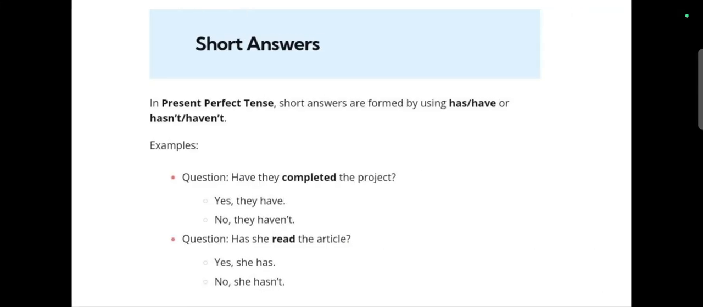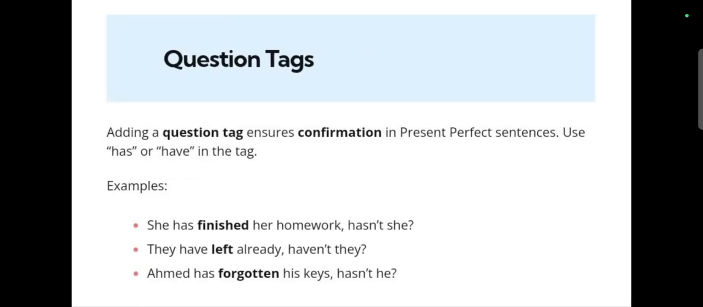Short answers, where we provide some short answers for the questions. For example, if the question is, have they completed the task, completed the project, we simply use yes, but we can also use yes, they have. No, they haven't. Question: has she read the article? Yes, but we also can say yes, she has. No, she hasn't. Some question tags.